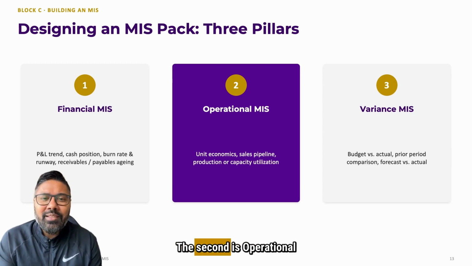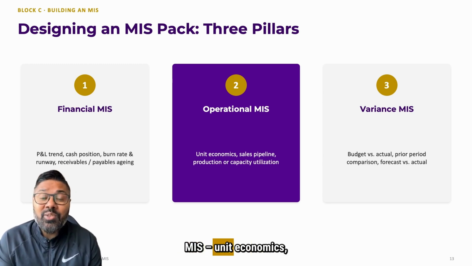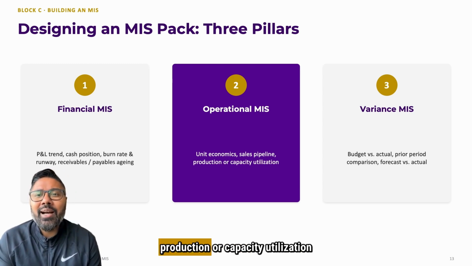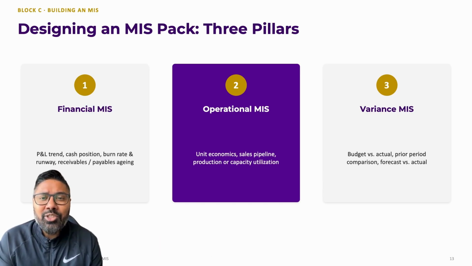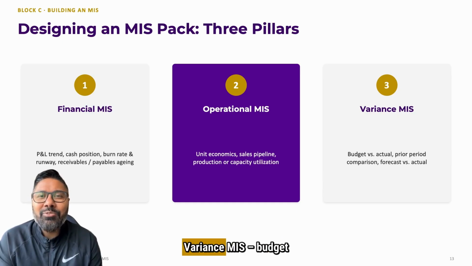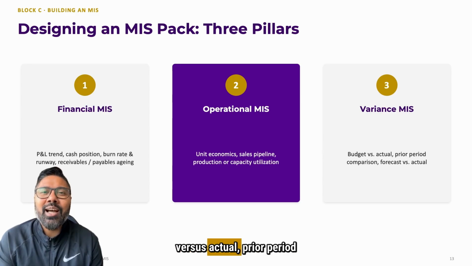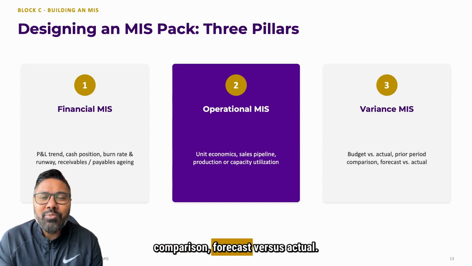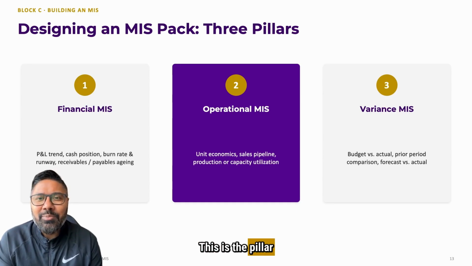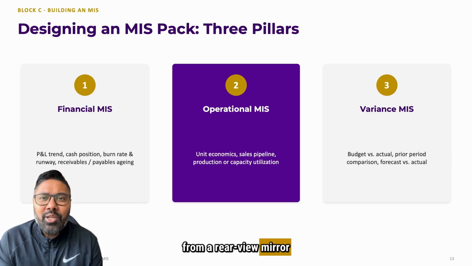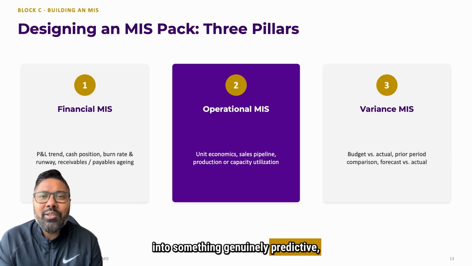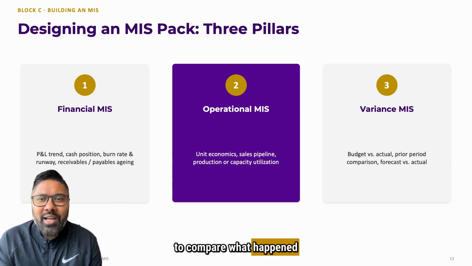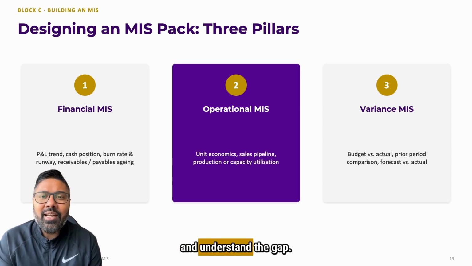already have. The second is operational MIS, unit economics, your sales pipeline, and production or capacity utilization if you're a manufacturing or asset heavy business. This is the pillar that actually explains why your financial numbers are moving the way they are. And the third is variance MIS, budget versus actual, prior period comparison, forecast versus actual. This is the pillar that turns your MIS from a rear view mirror into something genuinely predictive because it forces you to compare what happened against what you expected and understand the gap.